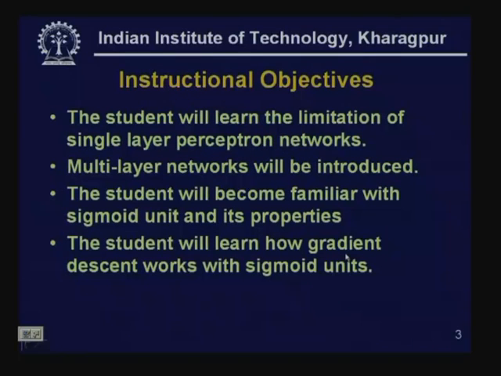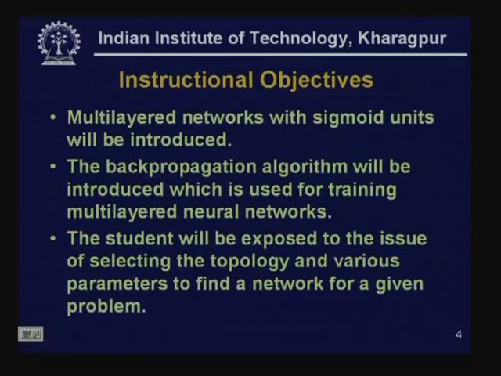The objectives of today's lecture are as follows. The student will learn what the limitations of single layer perceptron networks are. We will introduce multi-layer networks. The student will become familiar with a sigmoid unit and the properties of a neural network unit which uses a sigmoid function. The student will learn how gradient descent works with sigmoid units.